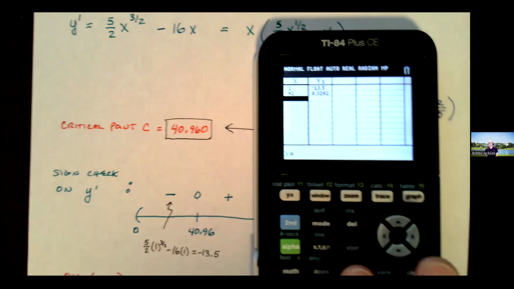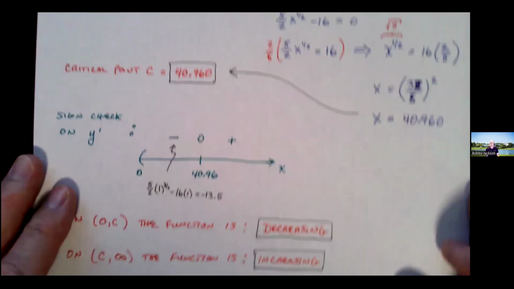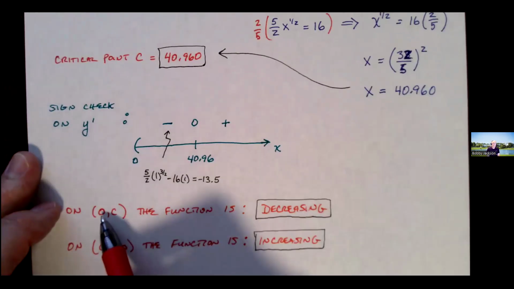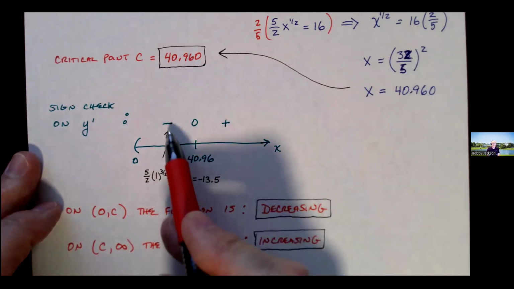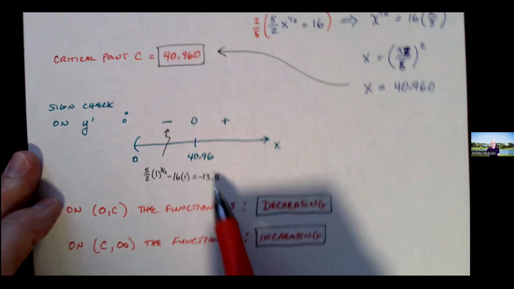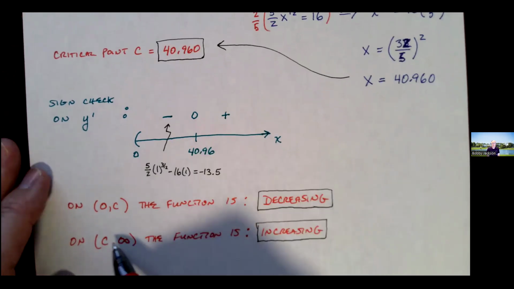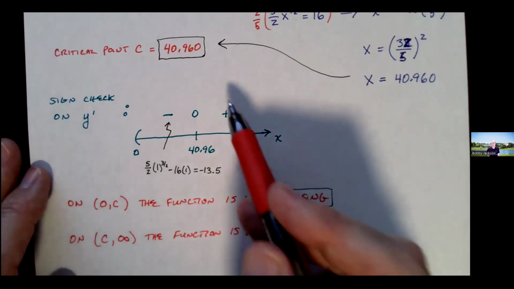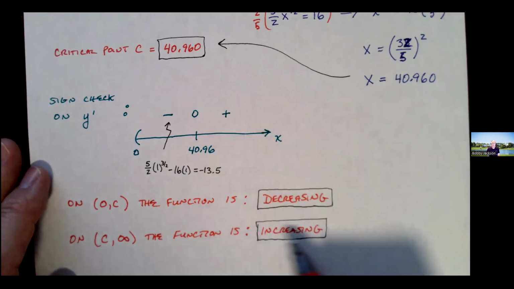Okay, so once we have that, we can now answer the questions. They say on the interval from 0 to C, everything between 0 and C, where C is 40.96, what's going on? Well, since the derivative is negative, we know our function is decreasing. From 40.96, C, to infinity, then what? The derivative is positive, so our function is increasing.